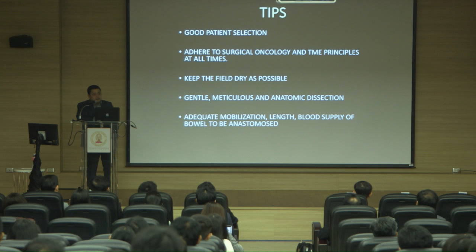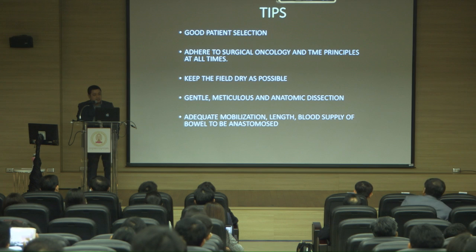So in summary, to do these procedures, TME and ISR, you first have to have good patient selection, adhere to surgical oncology and TME principles at all times, and keep the field as dry as possible. Gentle, meticulous anatomic dissection is the key. You should have adequate mobilization, length, and blood supply of the bowel to be anastomosed.